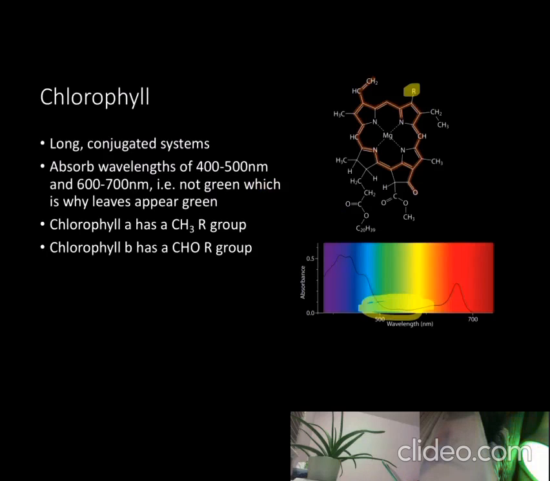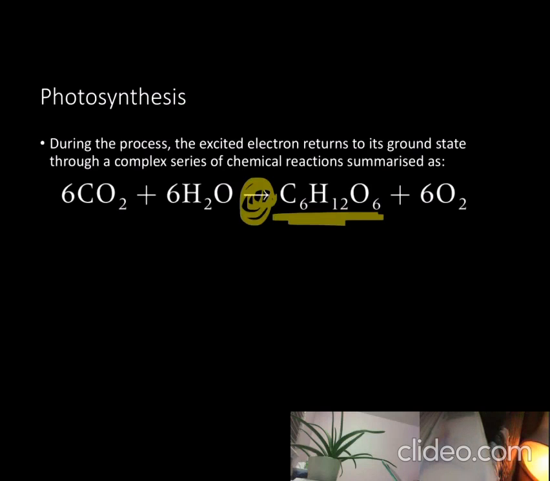During the process of photosynthesis, the electron gets excited because the photon that was absorbed by the chlorophyll excites the electron, right? And so through a long series of chemical processes, and it says that right on the slide.